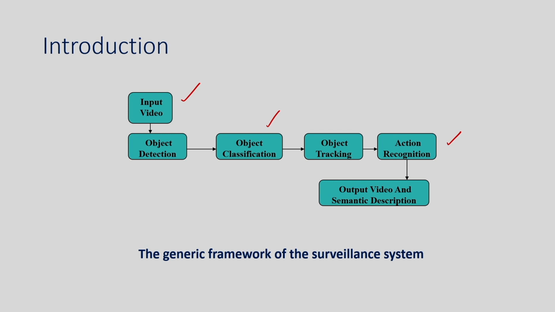Suppose the people are walking or people are standing like this. So for this we can recognize different actions, that is similar to the gait recognition. Gait means the walking style. So that is action recognition. And output is the output video and the semantic description. So I will be getting the semantic description of the input video. So this is the generic framework of a video surveillance system.